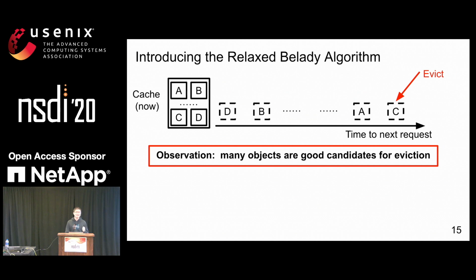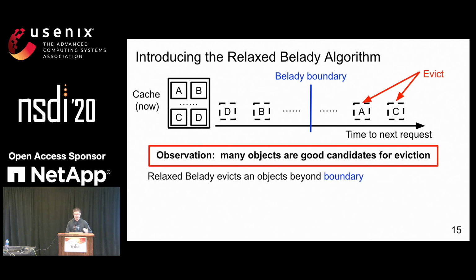To capture this similarity, we introduce the Belady boundary and treat all the objects whose next access is beyond the boundary the same. The boundary is chosen by offline analysis, which you can find in our paper. To be more precise, what Relaxed Belady does is it randomly samples objects whose next access is beyond the boundary and uses those for eviction. And we found that Relaxed Belady has a similar byte-miss ratio to exact Belady.